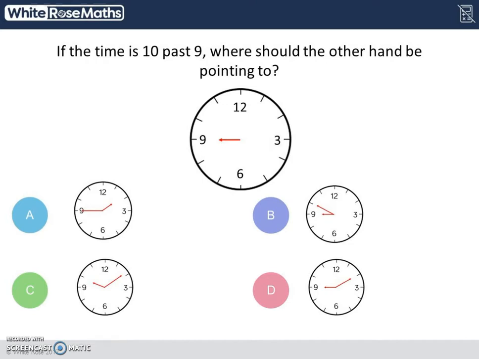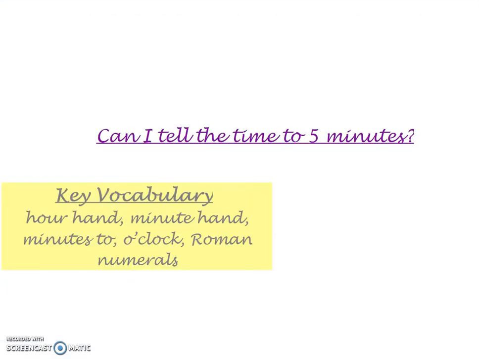So well done. Now today's lesson is going to be using that knowledge that you've just really used. And we're going to be continuing our ability to tell the time to 5 minutes. And we're going to link this to all that stuff we've done in the past about how to read those analog clocks, those ones with the 12 numbers in a circle and the hands that go round.